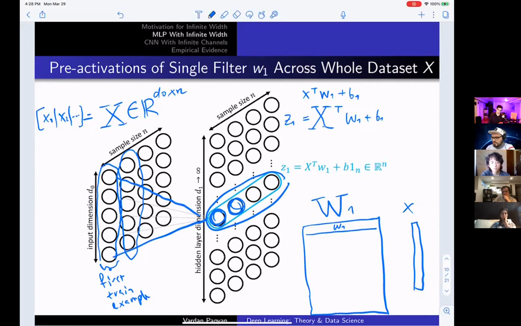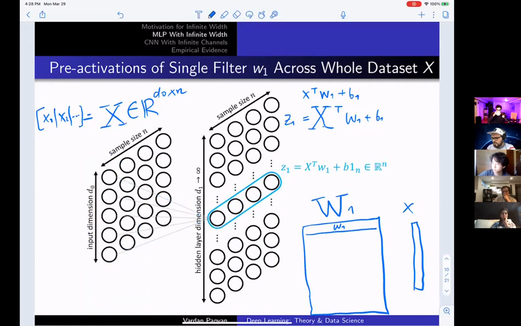Just so let me remove all of this annotation to gain again the original plot. So basically, this is X, and this blue shaped thing is going to be denoted by Z1. And so this thing is Z1, which is equal to X transpose W1 plus B1 vector, right? Why do we have B times the 1's vector? Because we want to use the same bias for all the examples.